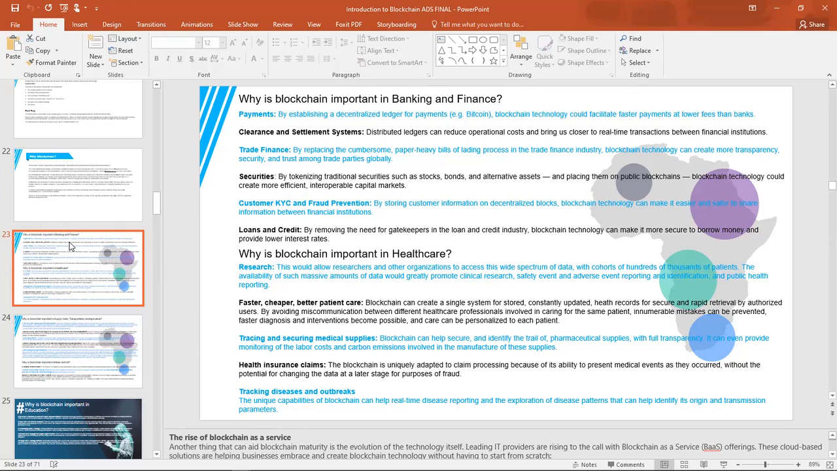The other one is why blockchain is important in healthcare. So in research, this would allow researchers and other organizations to access a wide spectrum of data with cohorts of hundreds of thousands of patients. The availability of such massive amounts of data would greatly promote clinical research, safety event and advanced event reporting and identification, and public health reporting.